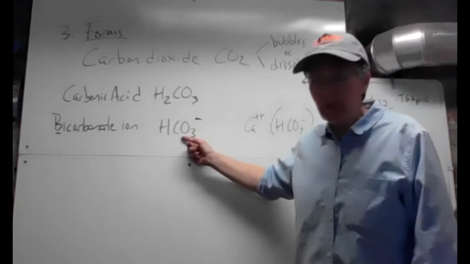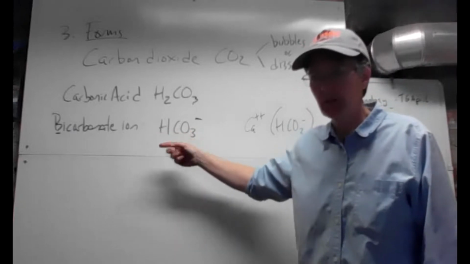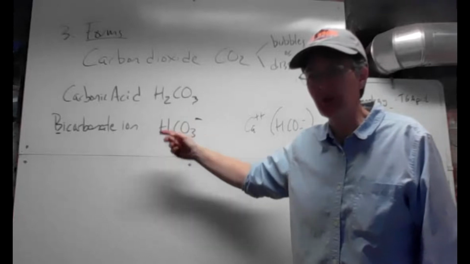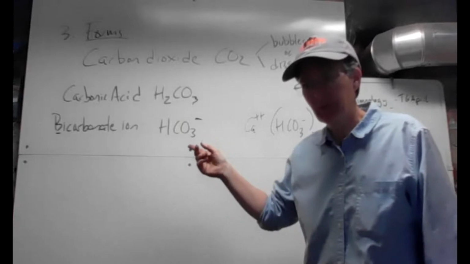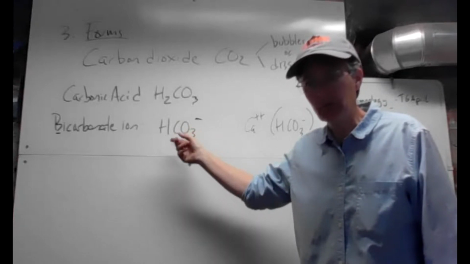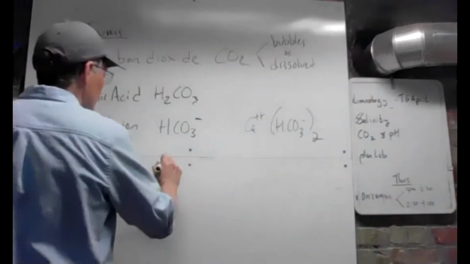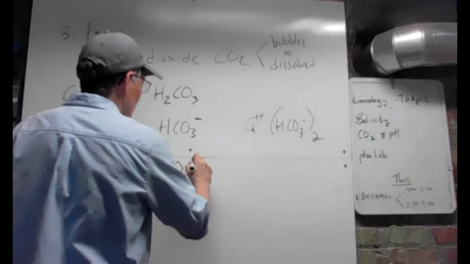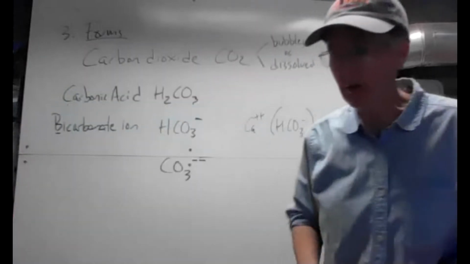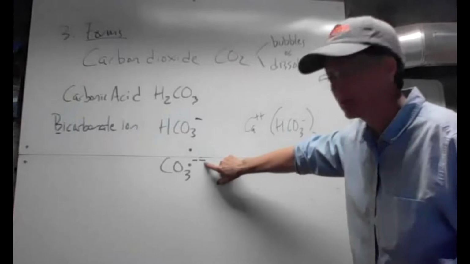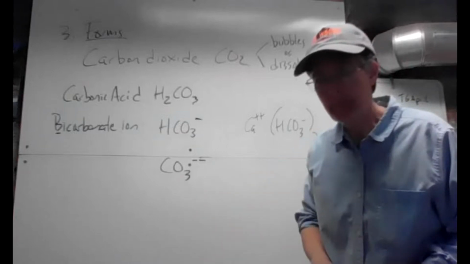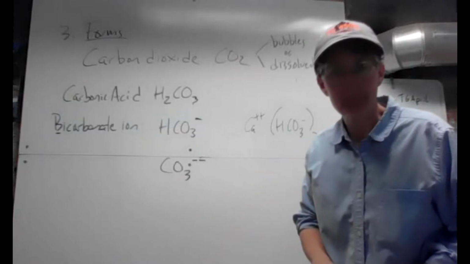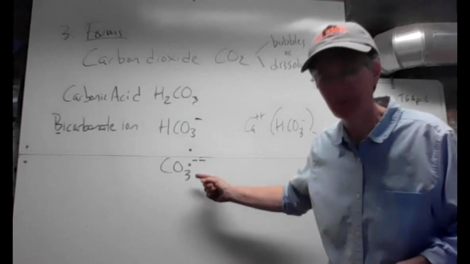Well, bicarbonate ion has a proton on it. It holds on to the proton better than the carbonic acid did, but it still can lose it. And if the bicarbonate ion loses this proton, then it becomes CO3 with a double negative charge. And you know what this ion is called? It's carbonate ion, yep. This is the carbonate ion.